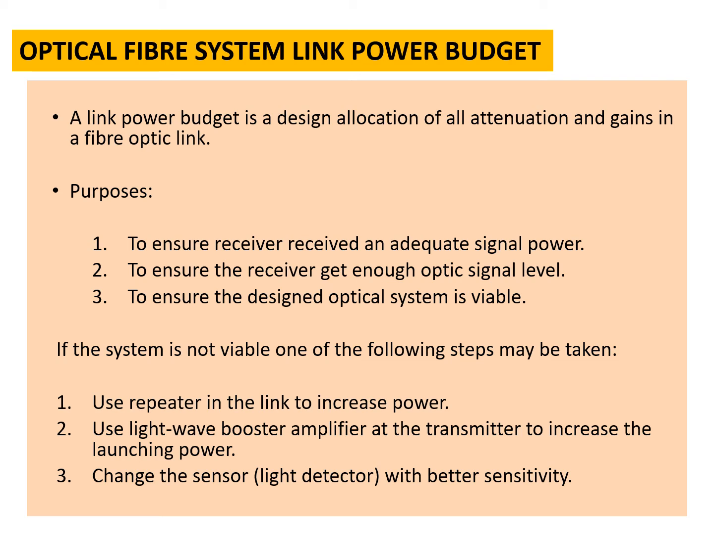If the system is not viable, one of the following steps may be taken. Number one, use a repeater or signal regenerator in the fiber link so as to increase the signal power. Number two, increase the launching power by using a lightwave booster amplifier. Number three, change the light detector to one with better sensitivity.